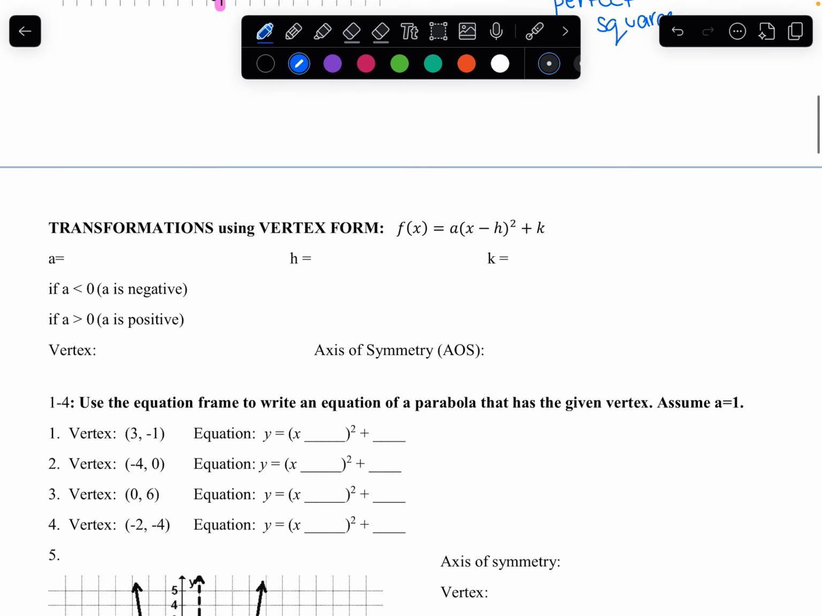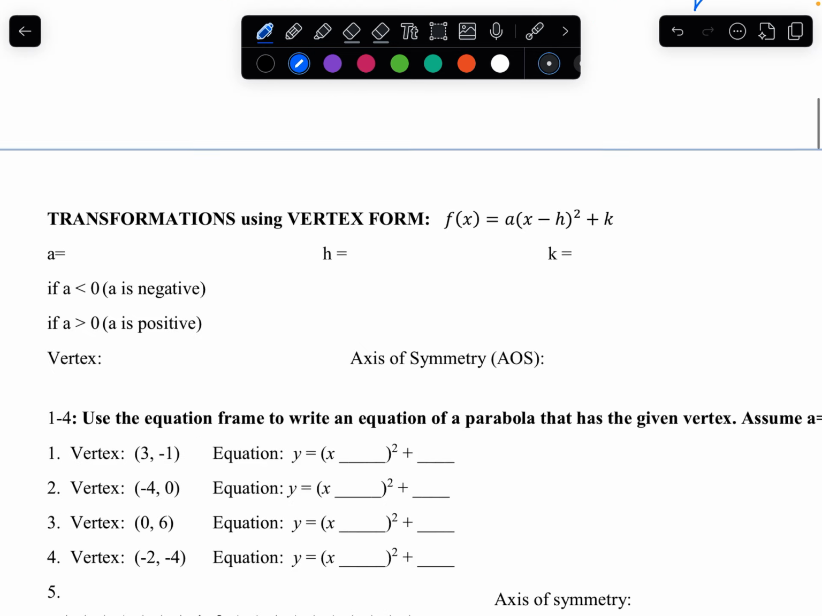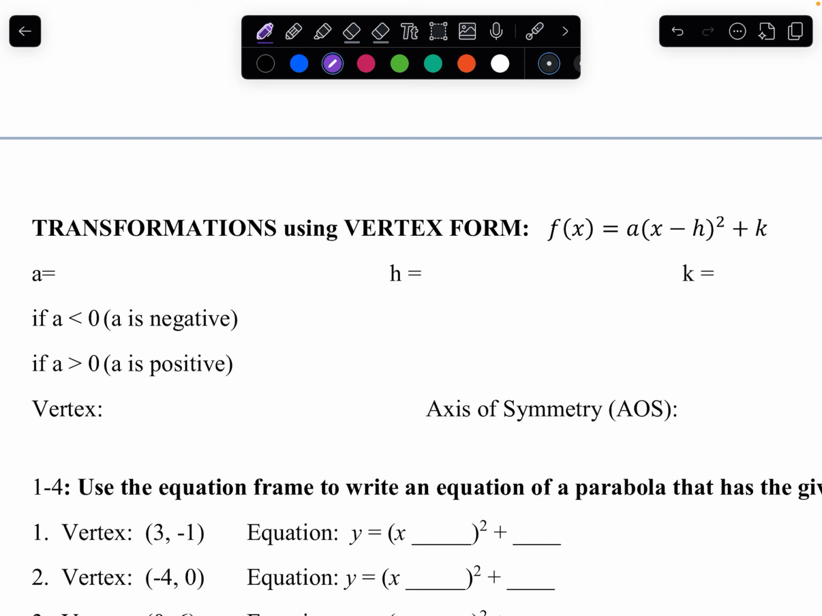But before we do that, we're going to talk about our functions and look at our function a little bit more. This should be repetitive. Our A value is our vertical stretch or shrink.